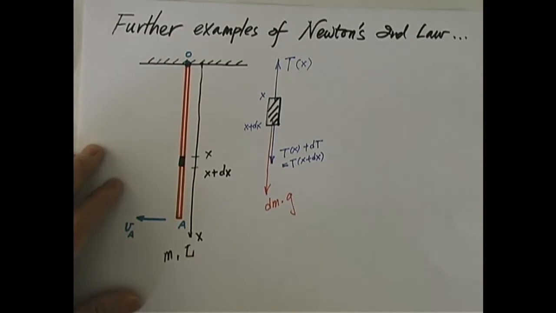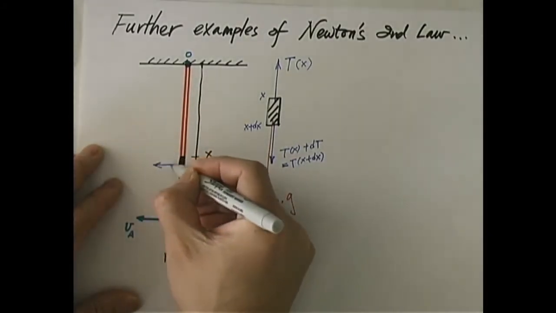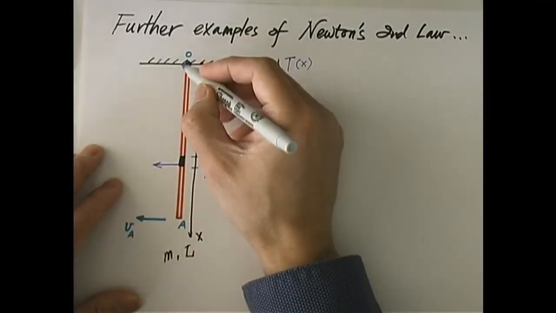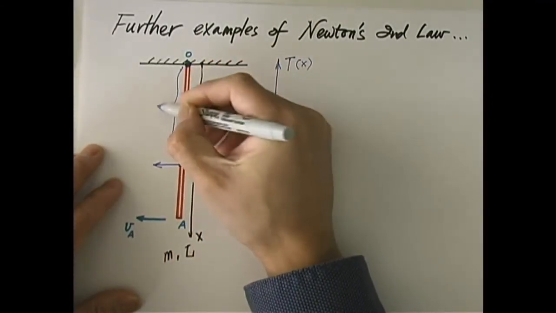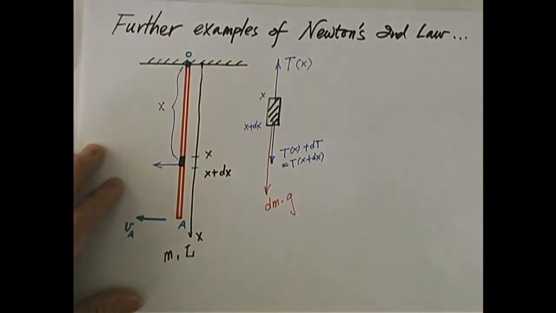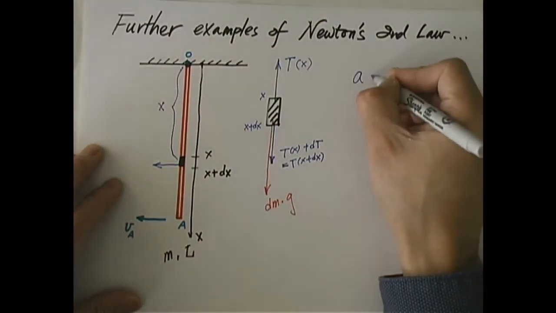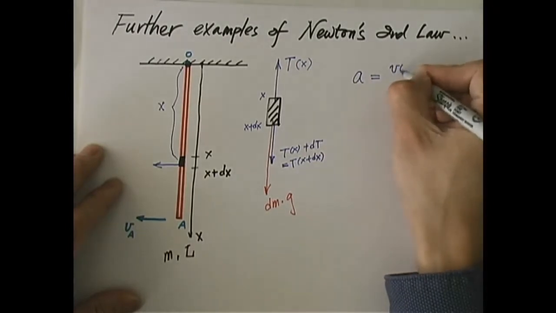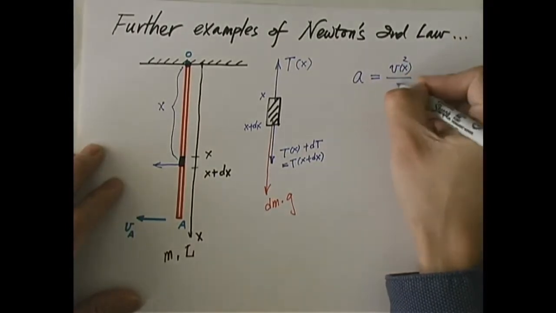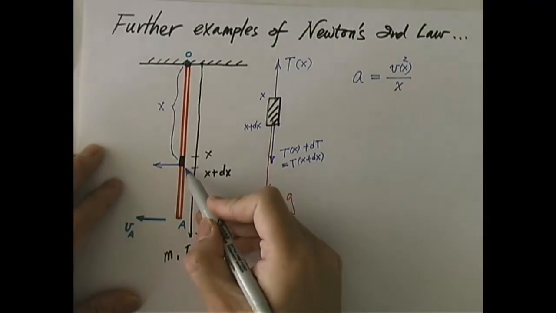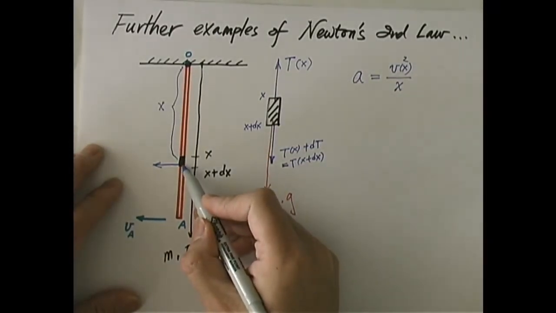So what I'm going to do next is use Newton's second law to study the motion of this little piece. What is the acceleration of this little piece? Well, it is going around a circle centered right here. The radius is x. So what is the acceleration now? The acceleration a for this little piece is equal to V_x squared over x. What's V_x? V_x is the speed of this little piece.